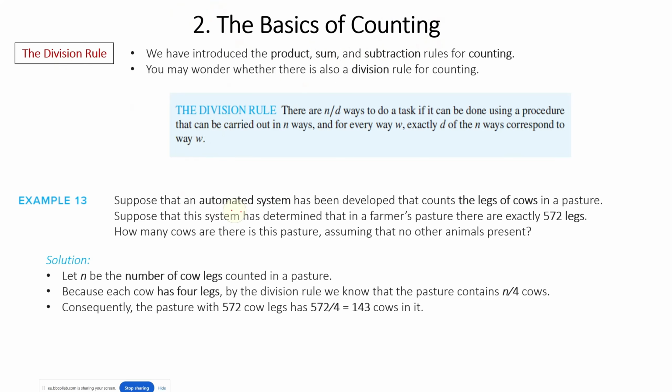So suppose we have an automated system that has been developed to count the legs of cows in a pasture. We count the legs of cows.